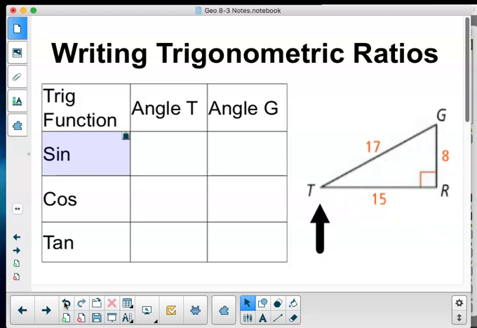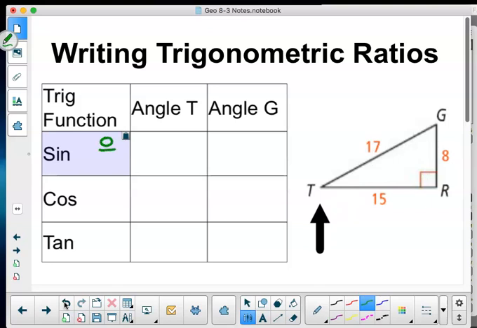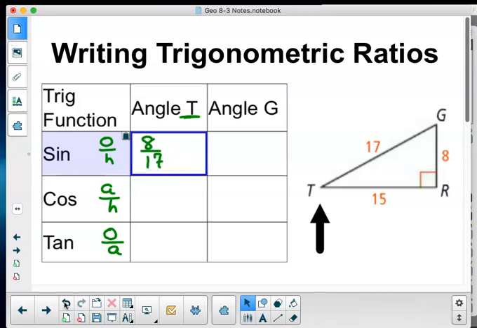So what I'd like you to do is, remember, sine is opposite over hypotenuse, cosine is adjacent over hypotenuse, and tangent is opposite over adjacent. So for angle t, please put in the fractions for these, and I'm going to put in the first one for sine. Sine, again, is opposite, so opposite angle t here is 8 over 17, because that's the hypotenuse. Please fill in the other two.